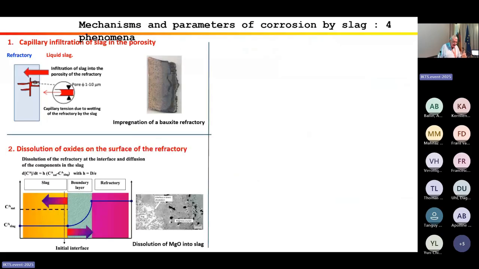The second mechanism is a mechanism of dissolution of oxide on the surface of the refractory. You observe here a dissolution of magnesia into slag in a converter. And here I have represented the law of the dissolution, which is the Nernst law, which depends on 2 factors: kinetic factors, the diffusion coefficient, and the limit of saturation of the compounds of the refractory in the slag.